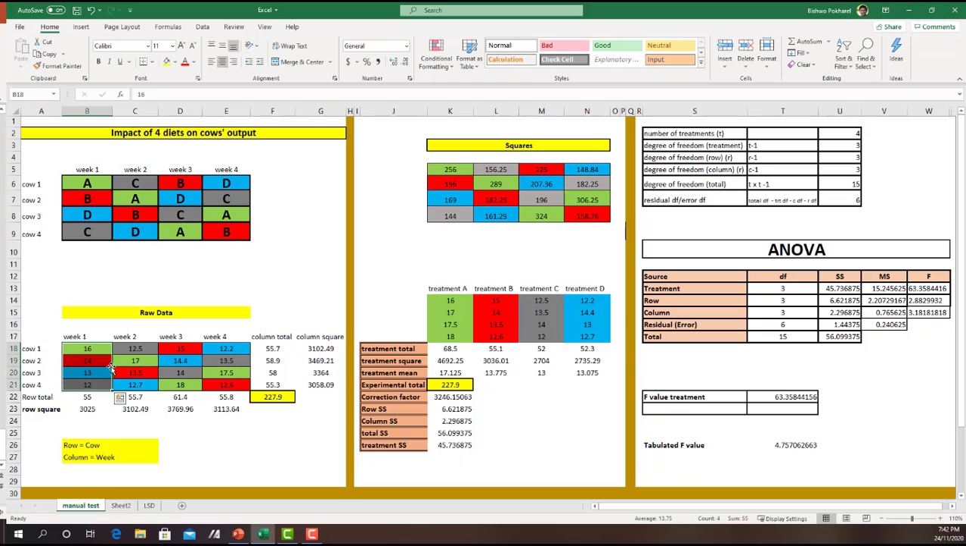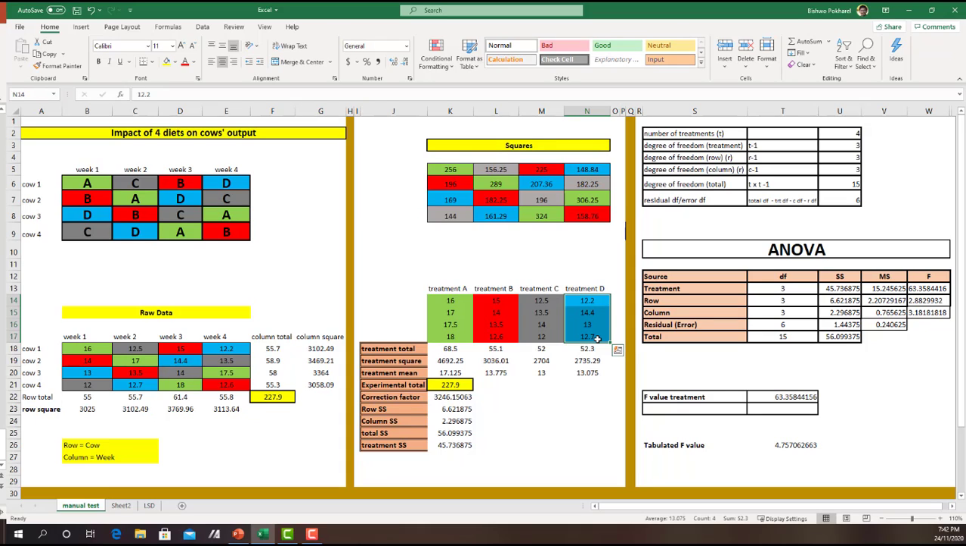So this square is going here. And then I again summarized this here. So that is the raw data for treatment A. Treatment A has output of 16, 17, 17.5 and 18, which is here: 16, 17, 17.5 and 18. And the same goes for treatment B, treatment C, and treatment D.